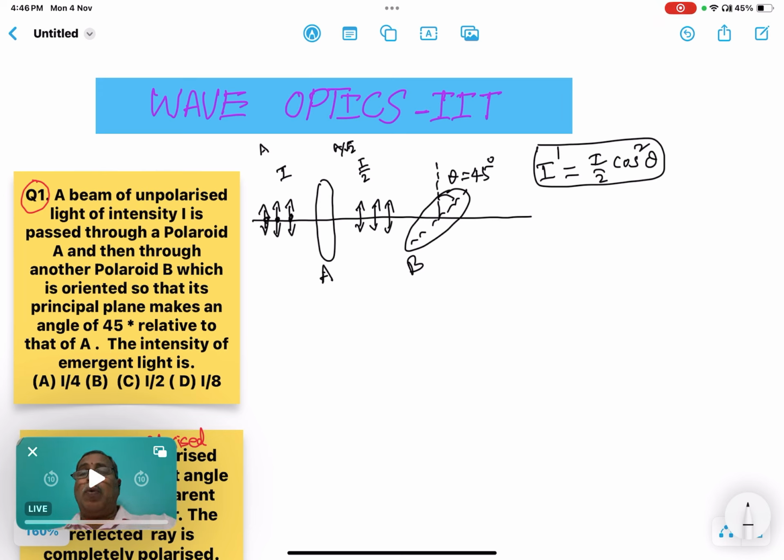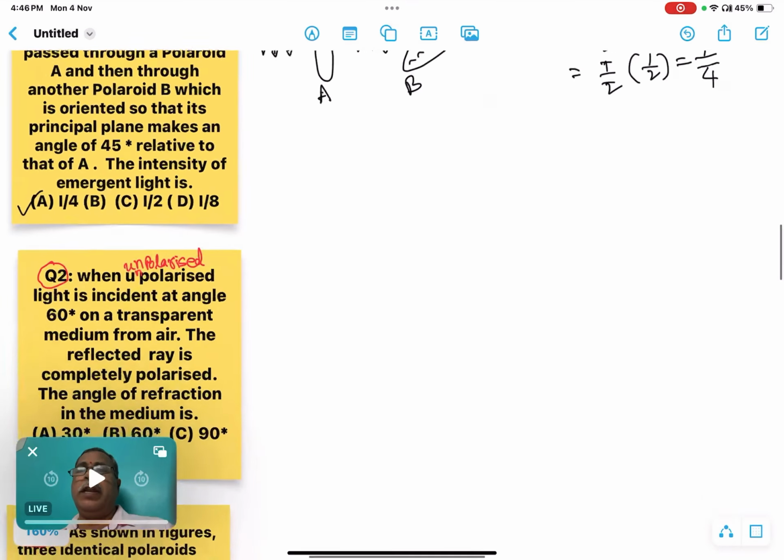Now try to understand this concept here: I by 2 into cos square 45. Cos square 45 is 1 by root 2 whole square, that is 1 by 2. So I by 2 into 1 by 2 equals I by 4. My dear students, option number 1 is the correct answer. Now, let us discuss the second question very quickly.